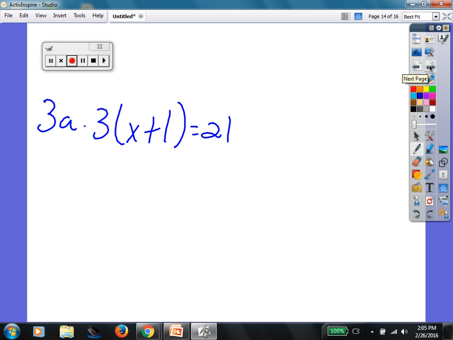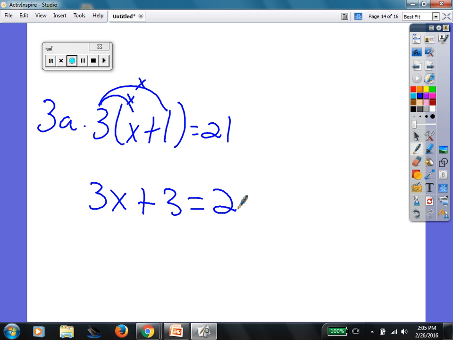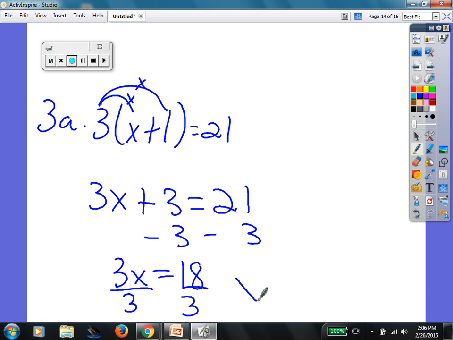Alright, here we go. This brings us back to the distributive property. Okay, we have to distribute the 3 to the x and the 1. Alright, so 3 times, remember this is multiplication whenever you distribute, 3 times x would be 3x, plus 3 times 1 is 3, equals 21. We're going to subtract the 3 on both sides, leaving us with 3x equals, what is 21 minus 3? That should be 18. Divide by 3, divide by 3, and x equals 6.